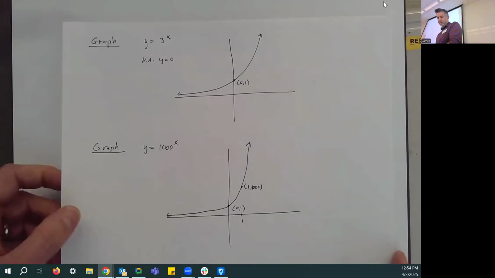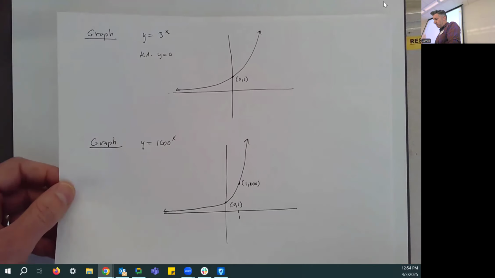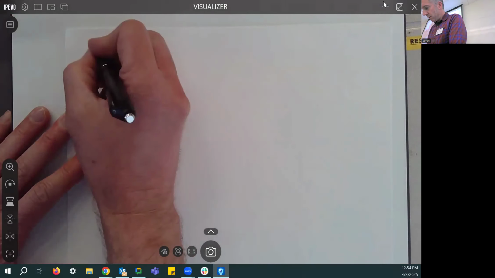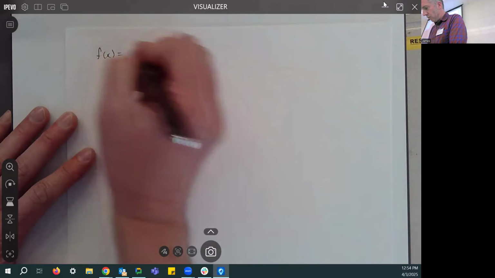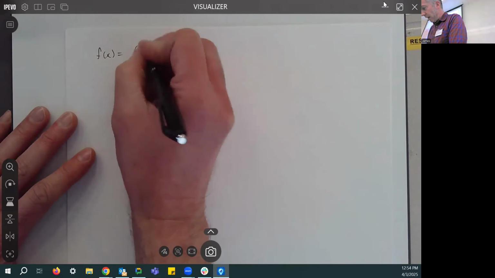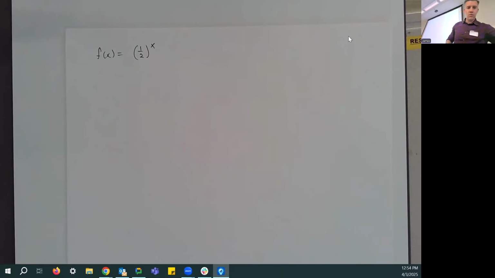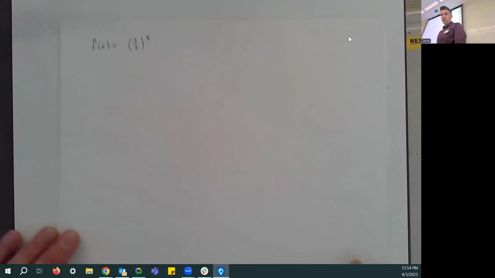There are 2 more exponential graphs I'd really like us to think about for a second here. First of all, f of x equal to 1/2 to the x. Now let me turn that. I hate the little button there. There we go. This is also an exponential function.